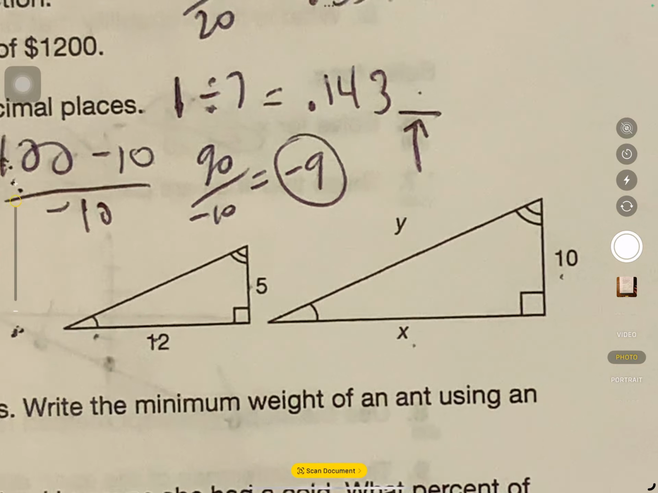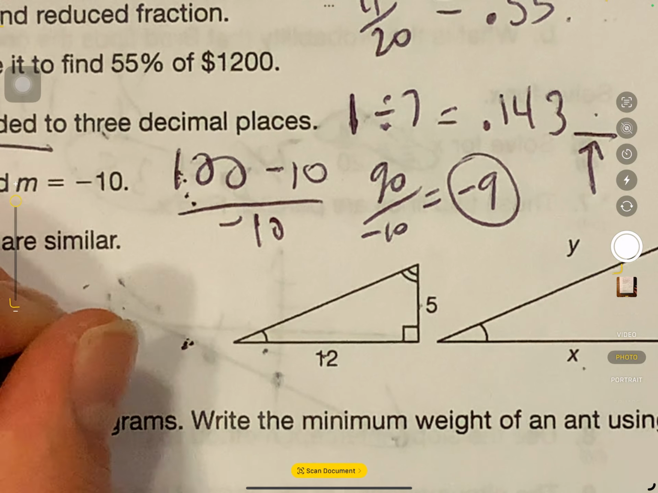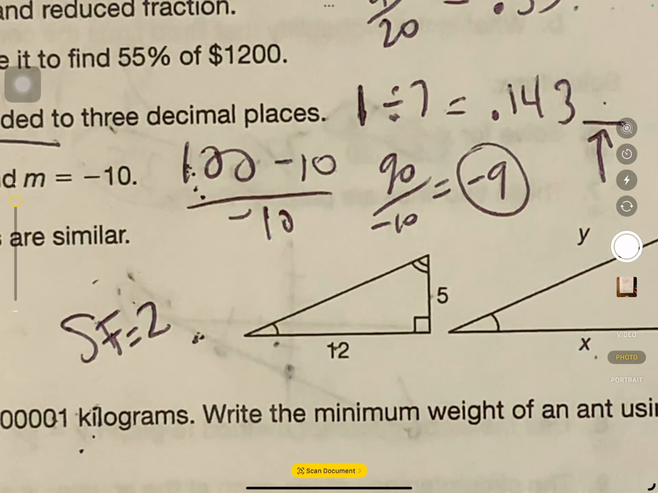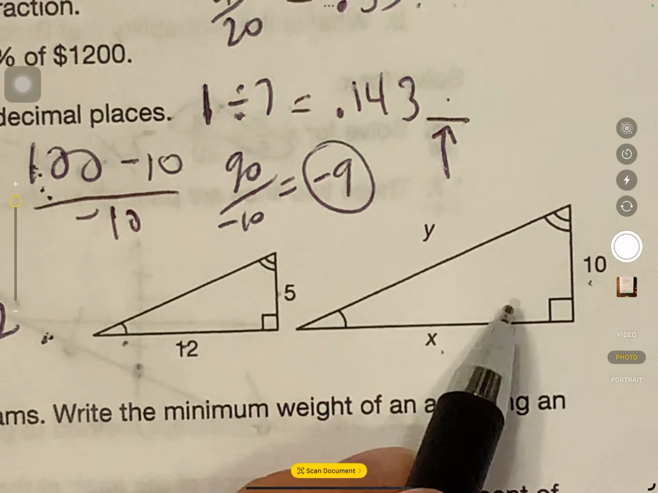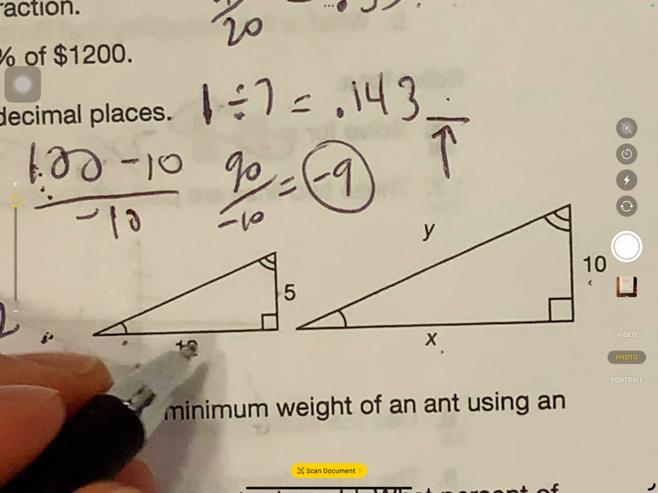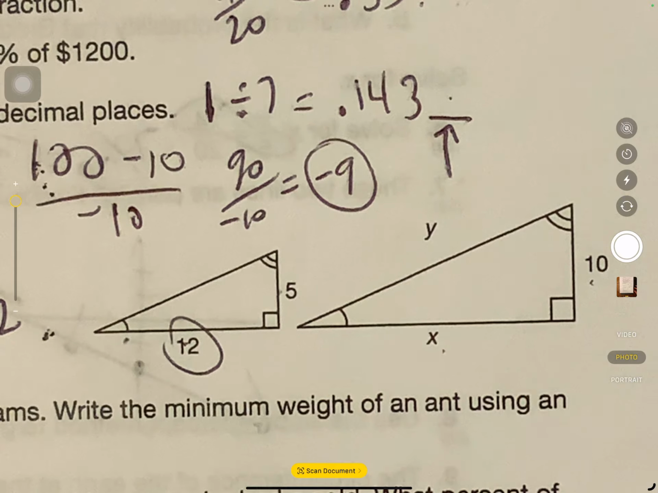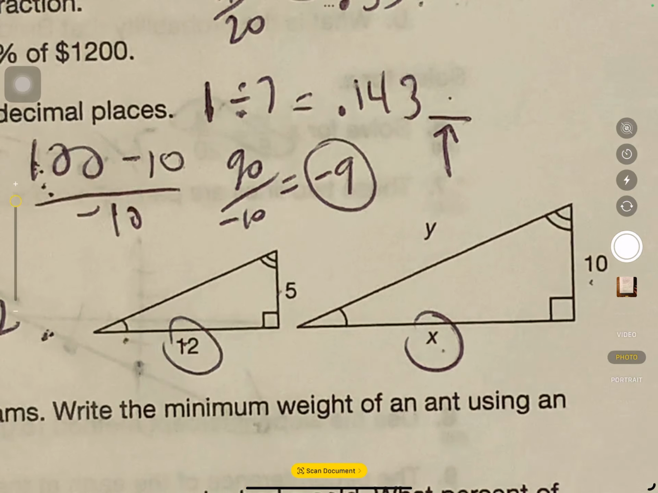2. Well, why is that important? Because that means the scale factor is 2. Well, who cares about the scale factor? Well, now we know this triangle is 2 times bigger than this triangle. So if I tell you this is 12, then you should know what this is, because it's 2 times bigger than 12. I'll let you figure that out.